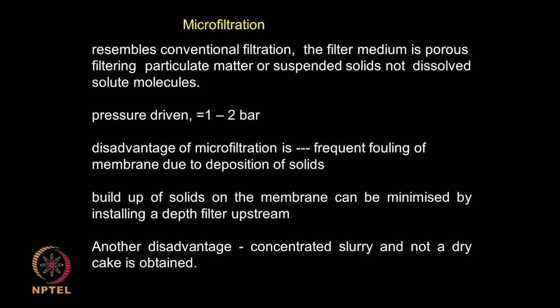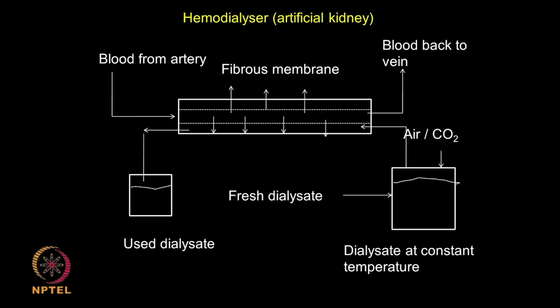These have very large pore sizes, so they are almost like conventional filtration. With large pores, we can filter particulate matter. The pressure is of the order of 1 to 2 bar. Even normal filtration pressure is, say, 2 to 10 bars. A disadvantage of microfiltration is that fouling is a big problem because of the deposition of solids. So, solids build up at the upstream of it. Another disadvantage is concentrated slurry. You will not get a very dry cake when you do this microfiltration.